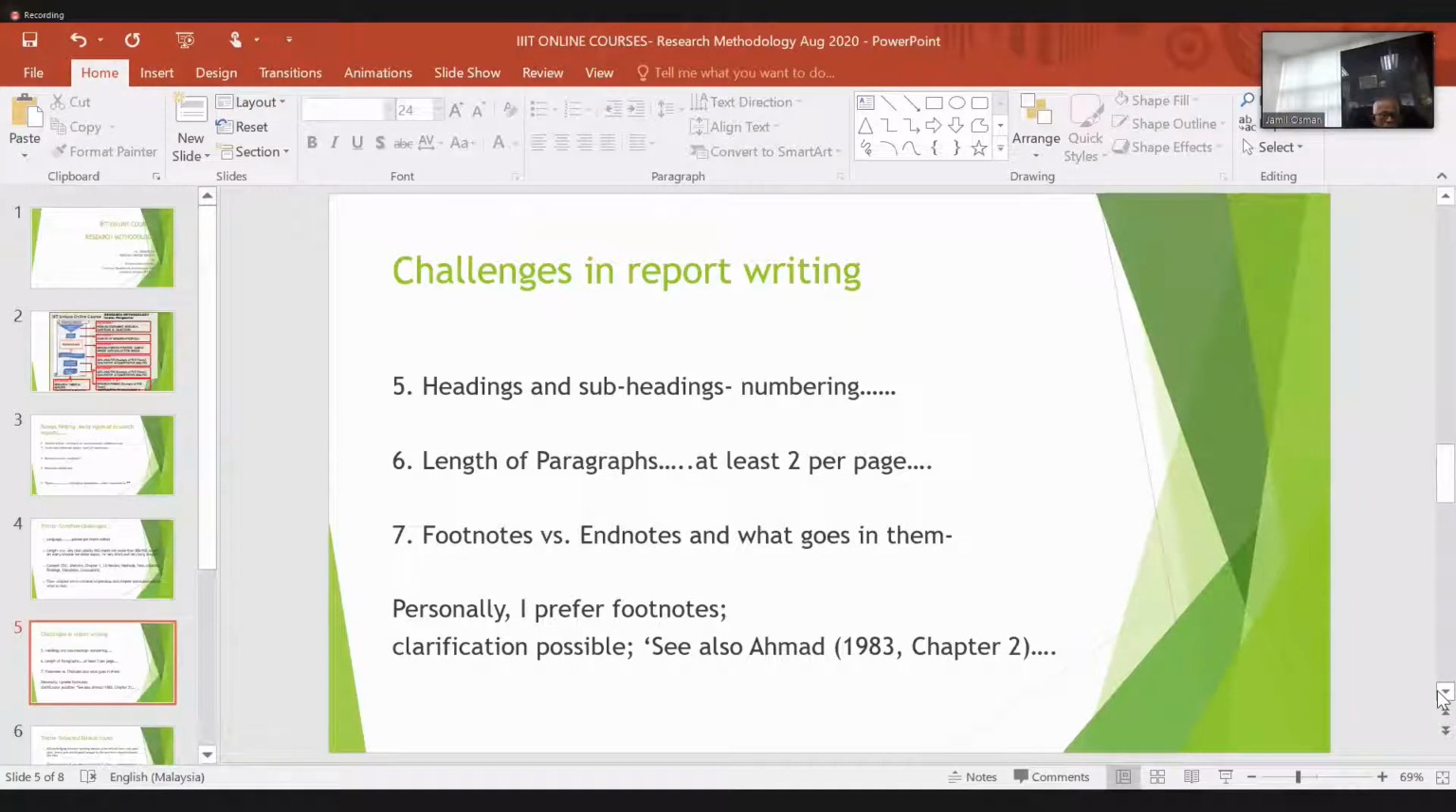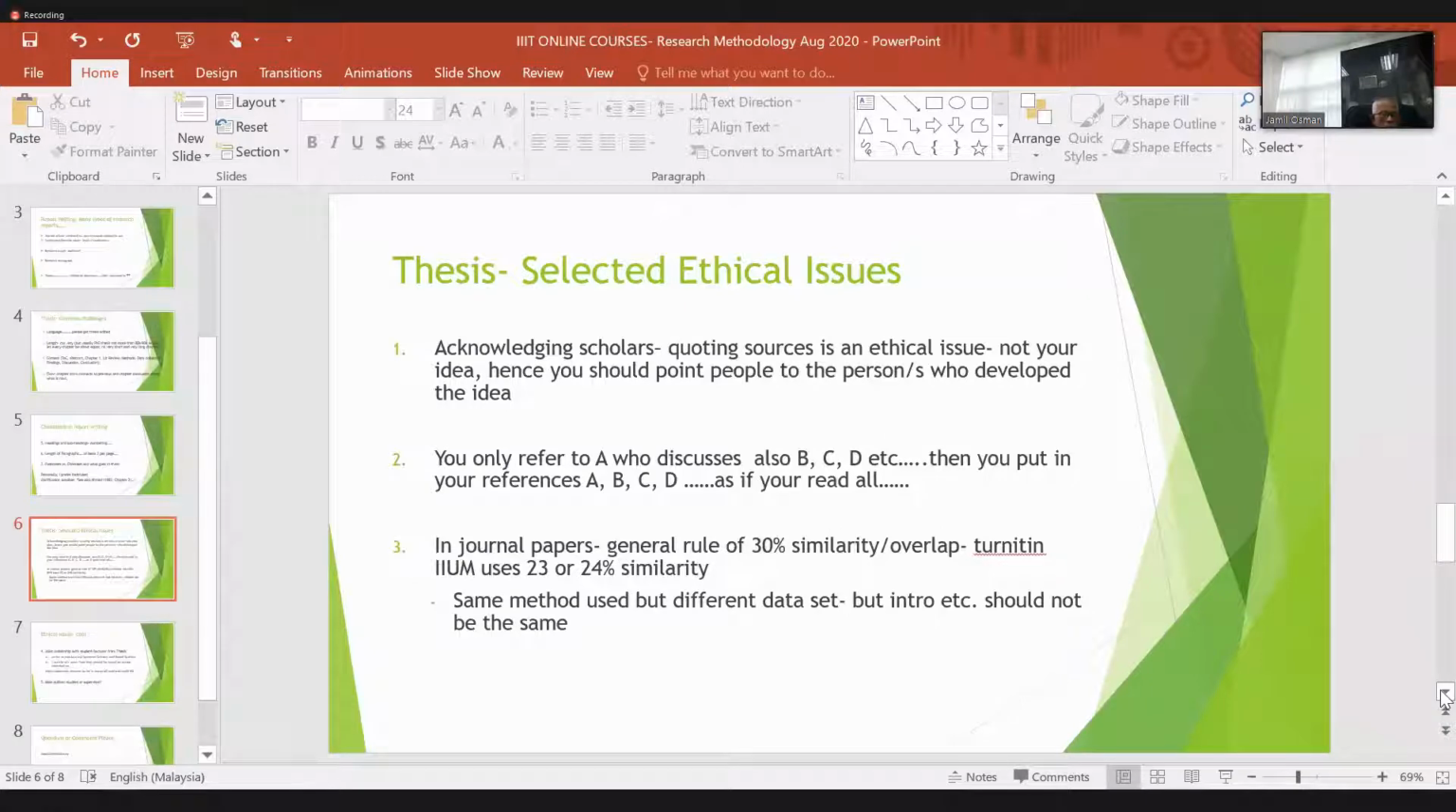Now, this part is something which many researchers don't think is important, and they end up making quite a few ethical issues, yeah, which I want to go to next. So the next couple of slides is just talking about some challenges or some ethical issues when you write your thesis.